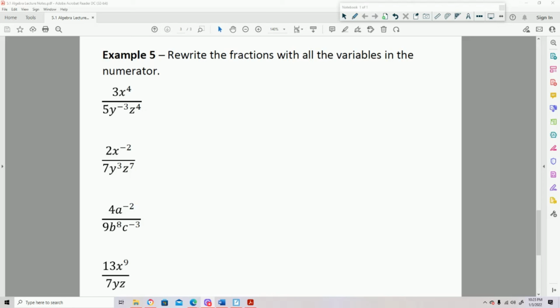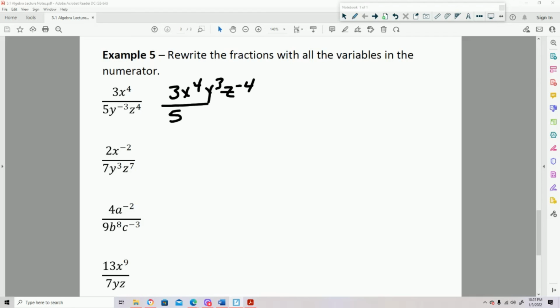Okay. So to do that, I'm going to keep the 3x4 in the numerator. I'm going to leave the 5 in the bottom. It's not a variable, it's a constant. I'm going to move the y3 up. It becomes y to the negative 3 because it's negative 3 down here. I'm going to move the z4 up. Now again, if I'm simplifying, I don't do that. But I'm not being asked to simplify, I'm being asked to move it up. So when I do that, it becomes z negative 4. Okay, and that is the answer they are wanting.